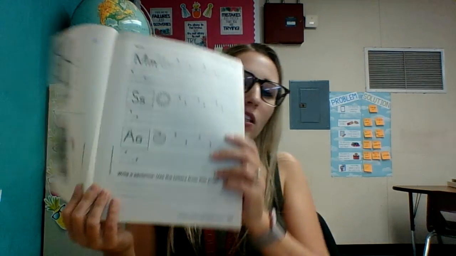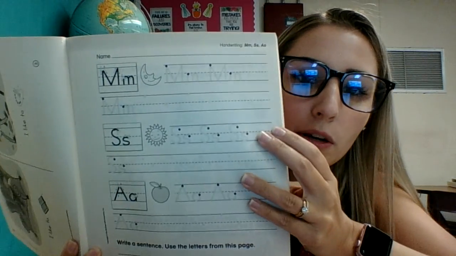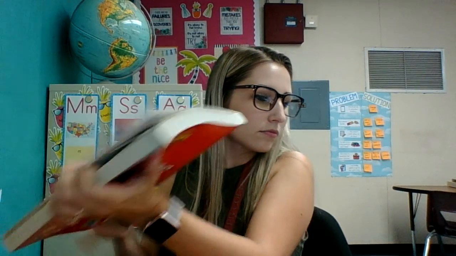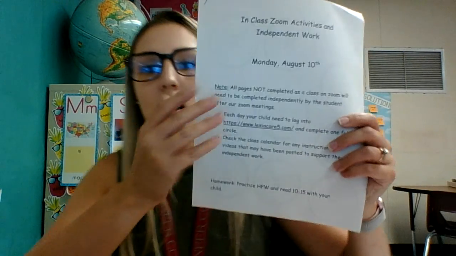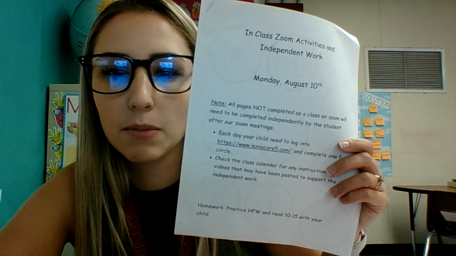And then I talked about what to do for independent work. Oh, no, I didn't. We also did this page in our workbook, the SS5, where we practice writing our MSA and writing a sentence. And then I went over the front of the Zoom packet. Every single day it tells you what your independent work and your homework both are.